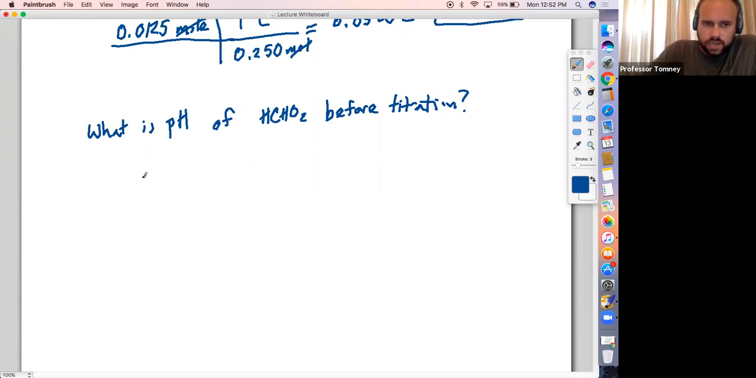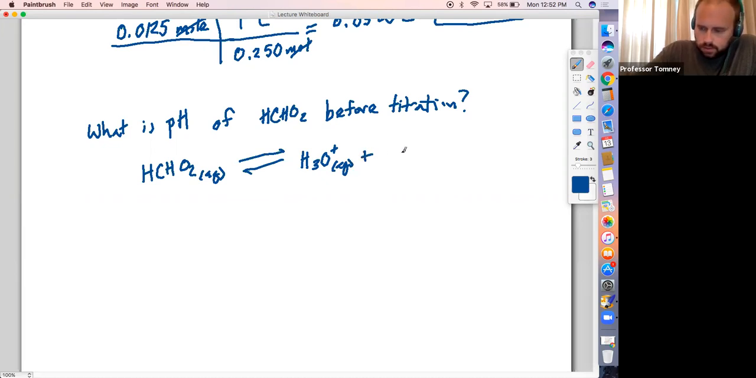So what I would need to do is set up an ICE chart here. I've got formic acid. I'm not adding any hydroxide, so that shouldn't be in the equation yet. Aqueous, I'm going to cut out the water because liquids don't come into equilibrium. And then it's going to generate hydronium. That's what I need the concentration of if I want to find pH. Plus, I have the conjugate, which is going to be the formate ion, CHO2 minus, because it's monoprotic. So if I lose an H plus, then it has a minus charge left behind.